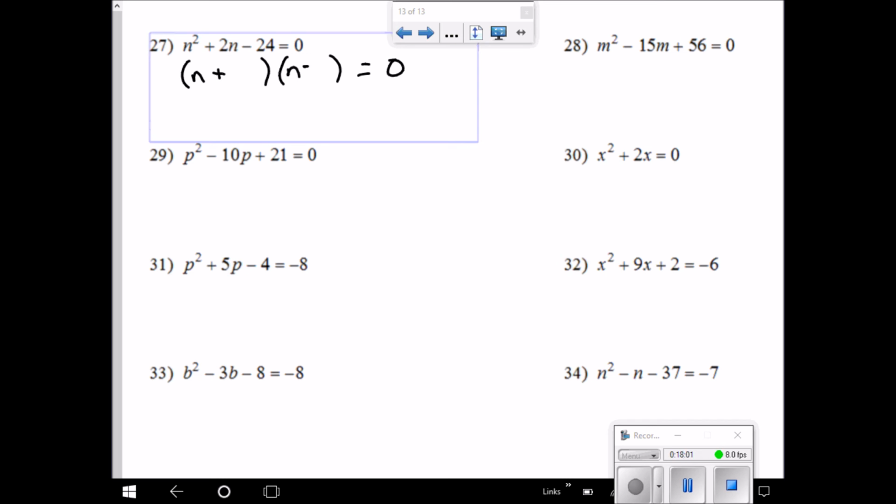And we want it to be a positive 2. So factors of 24 that I can think of, 2 and 12, that probably wouldn't work. We have 8 and 3, that doesn't seem to work. Trying to think of some other ones off the top of my head. 4 and 6, there we go. So 6 is going to be my positive and 4 here.